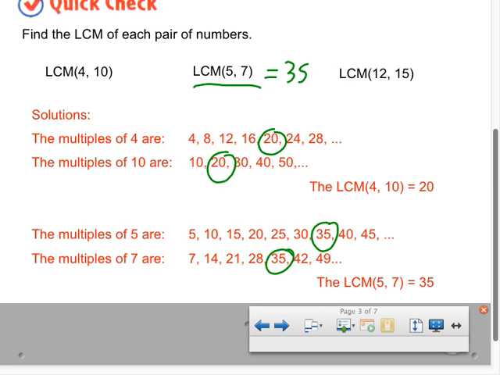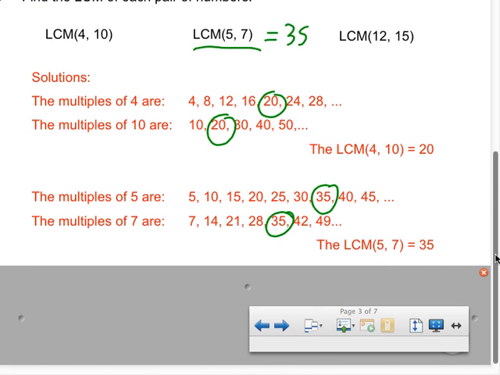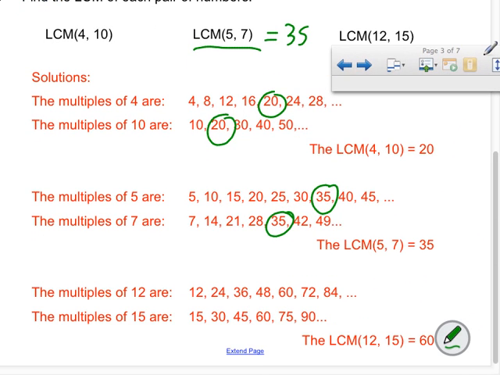Last one. Do I have a volunteer for the last one? Somebody I haven't heard from yet. Young man, what's your name? Could you repeat it for me? Louisa. Could you tell me your answer for this one? What'd you get? 60. Did you guys get 60? Yes. Okay, so let's take a look. There's my answer. And it is indeed 60 is the LCM.